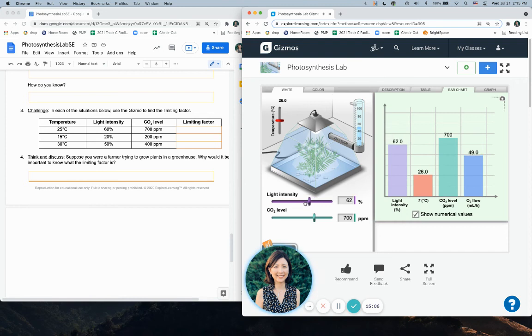Light intensity goes up a little bit. 49. Okay, so light intensity can increase it a little bit. And CO2 level, nope. So my limiting factor would be the light intensity, because the light intensity can increase the photosynthesis rate if I change the light intensity. So that's my limiting factor.